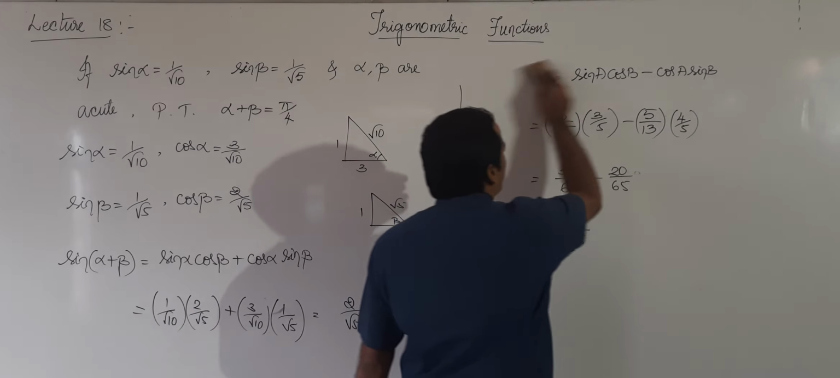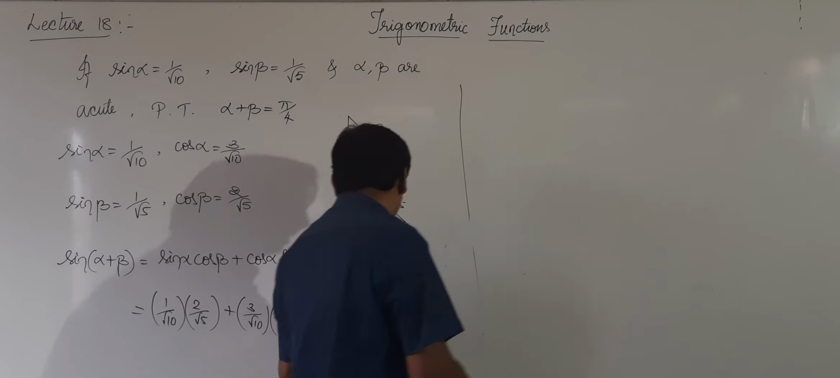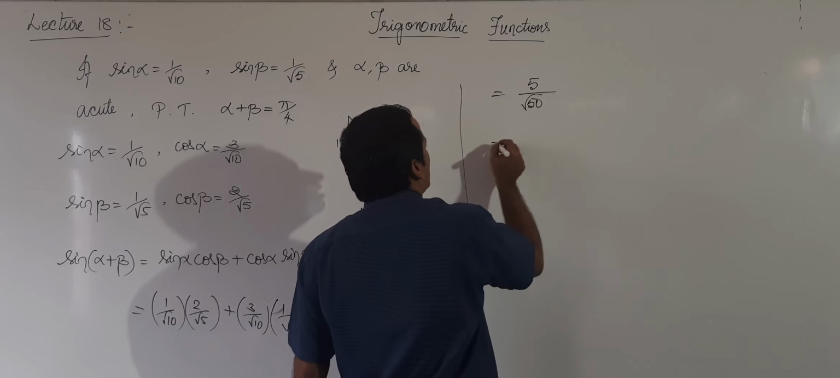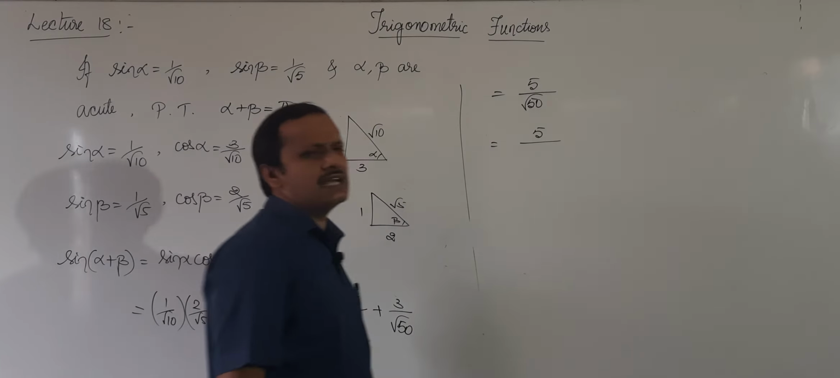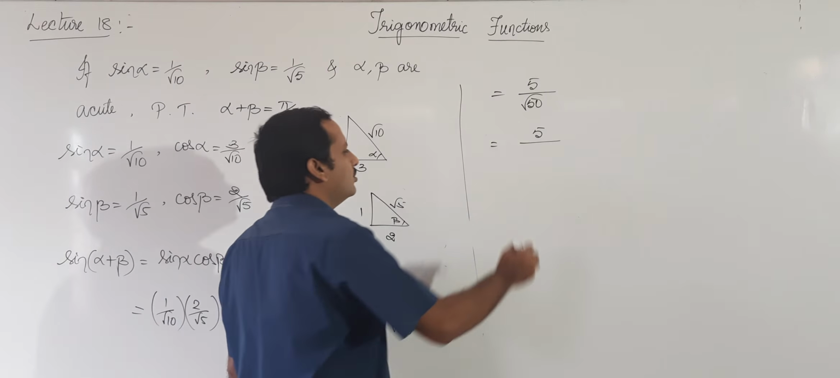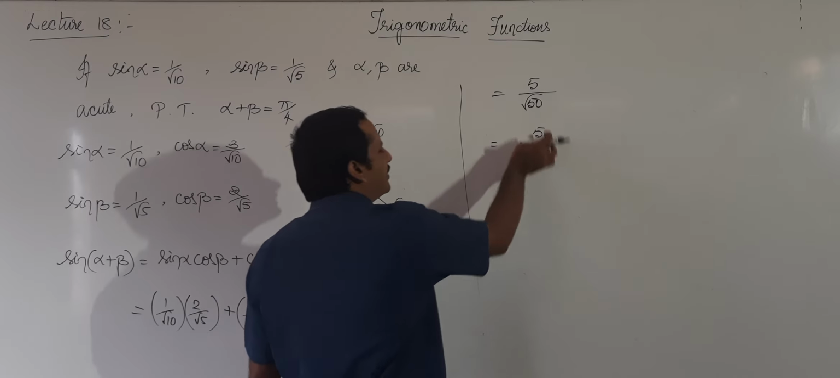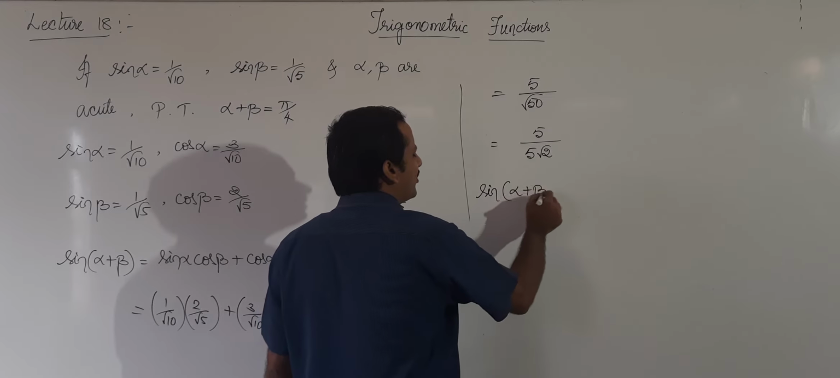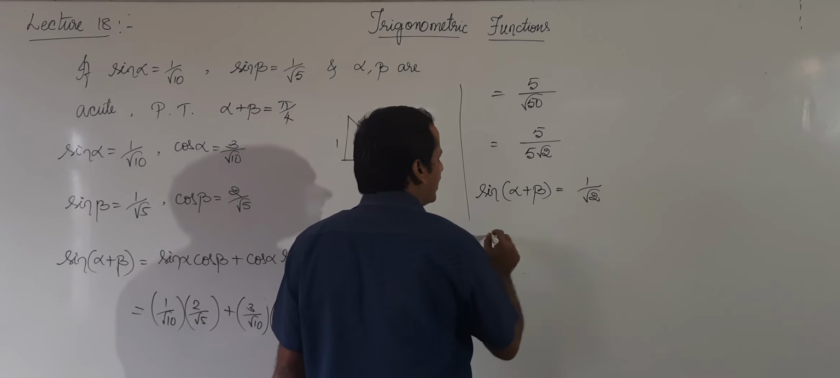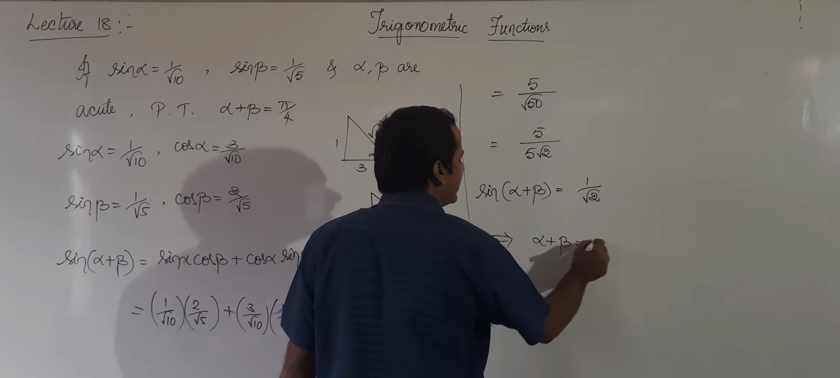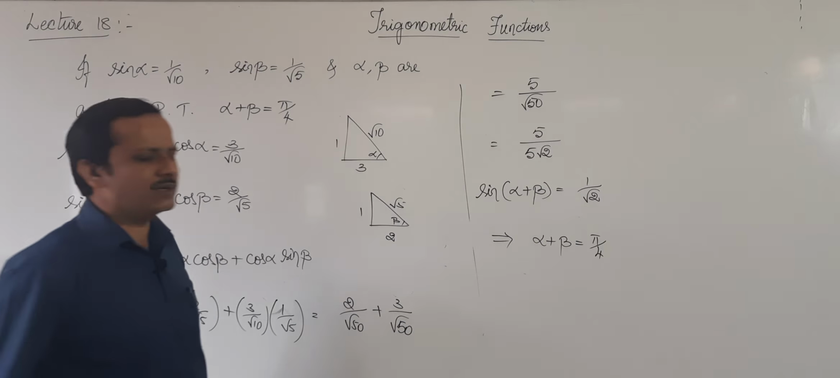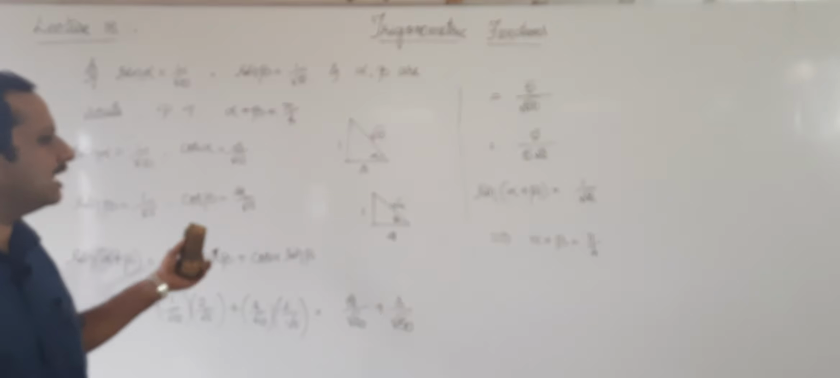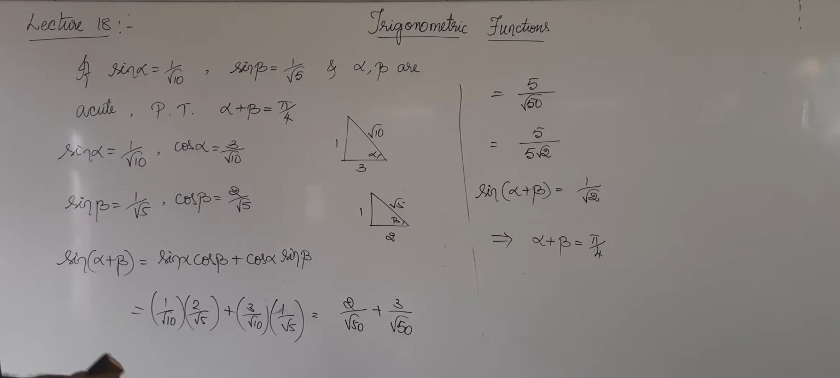So there is a common denominator root 50, and I just need to add the numerators. So 2 plus 3, that is 5 by root 50. I will write root 50 as root of 25 into 2, so root 50 is nothing but 5 root 2. 5 gets cancelled, so you get sin(alpha plus beta) is equal to 1 by root 2. This implies that alpha plus beta is equal to pi by 4, because you know that sin pi by 4 is equal to 1 by root 2. Now instead of sin(alpha plus beta), you can go for cos(alpha plus beta) also.